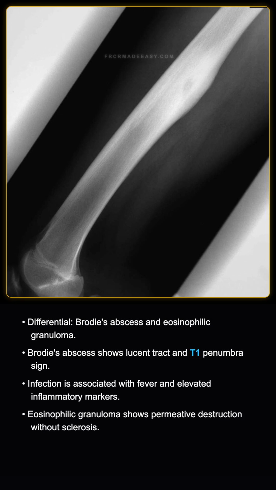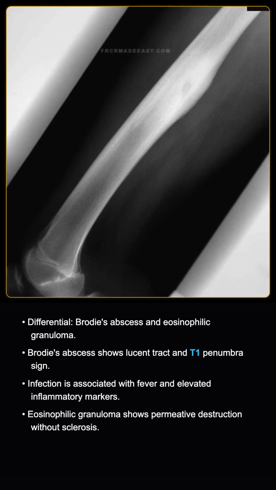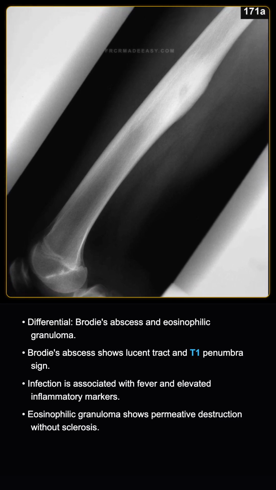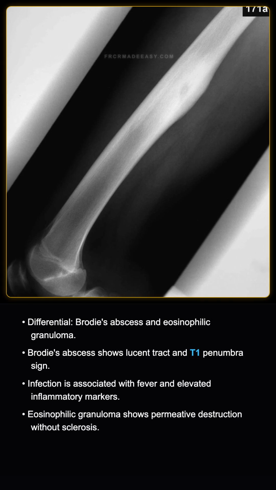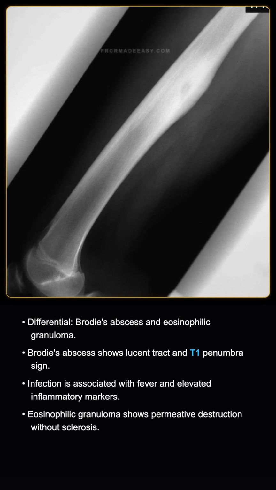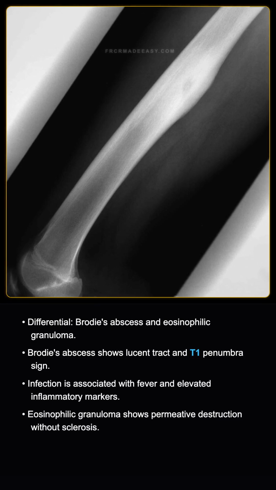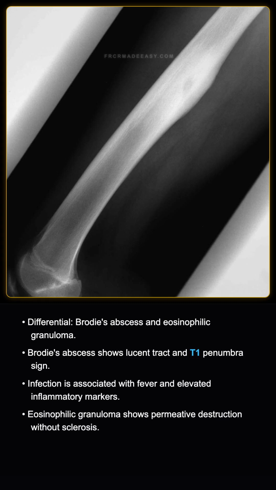Radiographically, it exhibits a serpentine lucent tract extending toward the growth plate, and T1-weighted MRI demonstrates the penumbra sign of a hyperintense inner border. Eosinophilic granuloma is characterized by a more aggressive-looking permeative lytic lesion with laminated periosteal reaction, but lacks the profound dense reactive sclerosis seen with an osteoid osteoma.